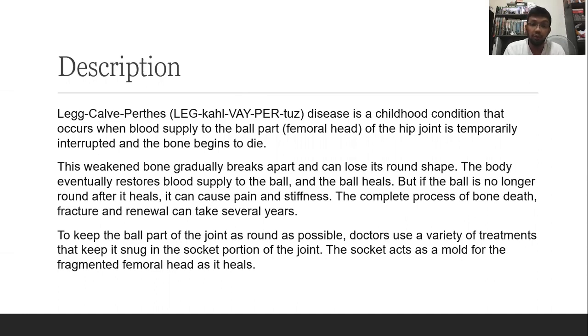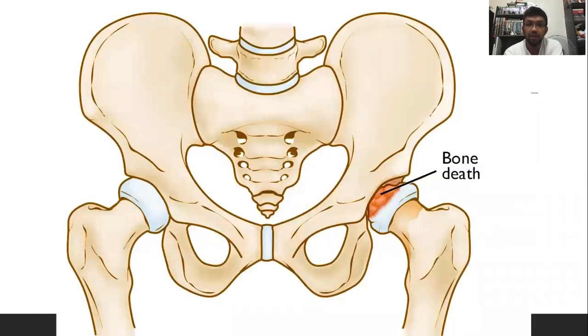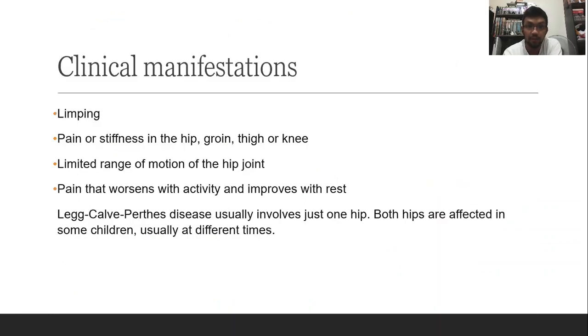So keep the ball part of the joint as round as possible. Doctors use a variety of treatments that keep it snug in the socket portion of the joint, and the socket acts as a mold for the fragmented femoral head as it heals, since the socket is circular in shape as well. So it will help mold the femoral head. So as you can see here, if blood supply is lost to the femoral head, it breaks off. It will be flattened instead.